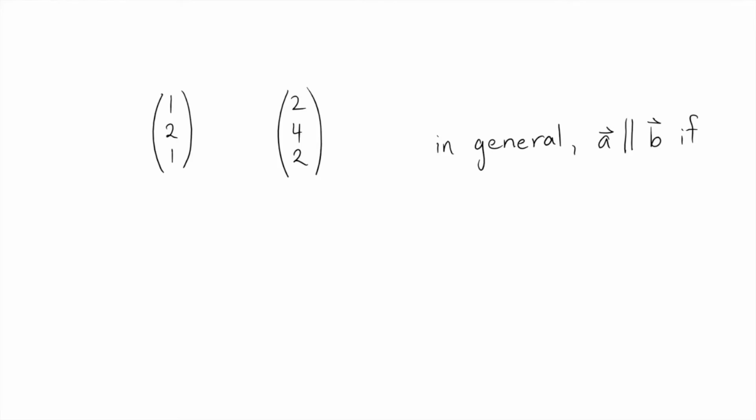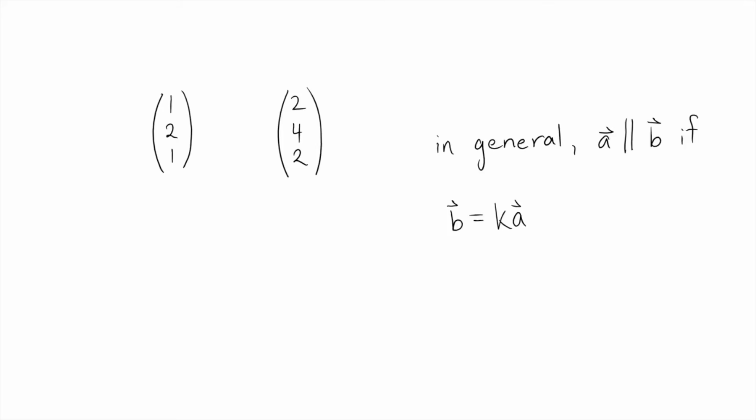In this video, we're going to look at properties of parallel vectors and how to find a vector that's parallel to another vector. So we've established earlier in the unit that vectors are parallel when they are scalar multiples. So a vector 1, 2, 1 is parallel to a vector 2, 4, 2 because that vector is twice the original vector. So in general, A is parallel to B if B is some sort of scalar multiple of A.